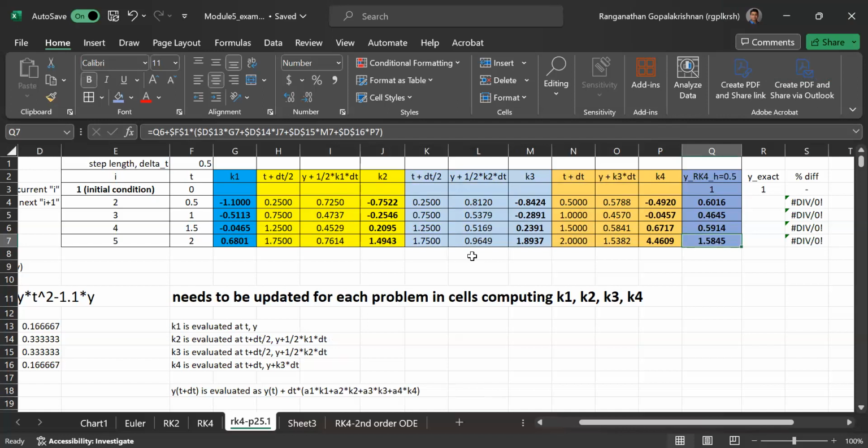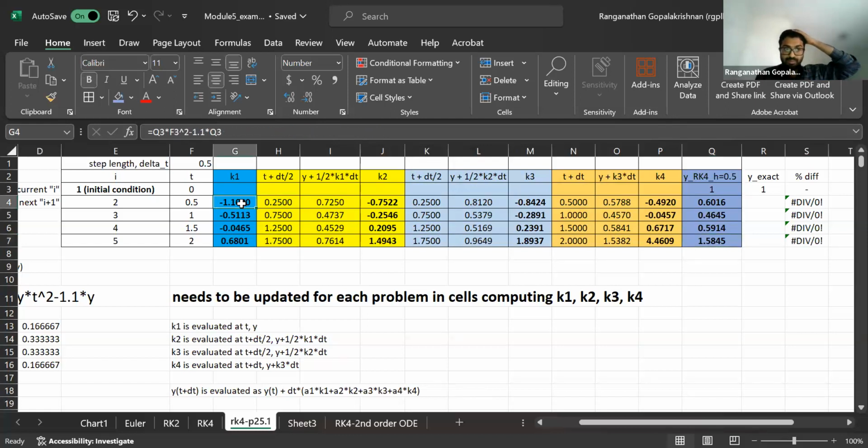I tried copying it over, but I got a bunch of different numbers. I'm not sure what I did. You forgot to lock the dt somewhere. That's the most probable cause. If you see here, when you compute time or wherever dt appears, you have to put that $ sign. If you forget that, it could be a problem.